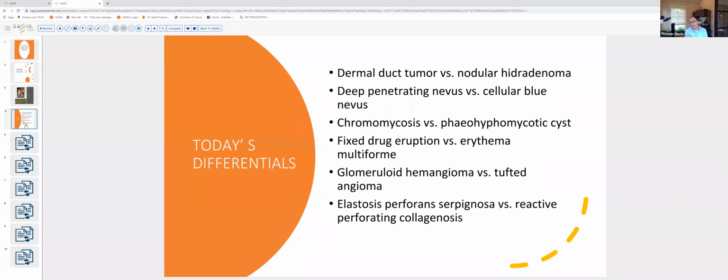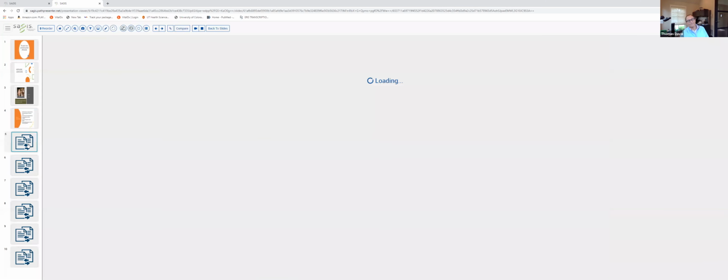And basically, some of these principles we're going to be applying to the following differentials. We'll discuss dermal duct tumor versus nodular hidradenoma, deep penetrating nevus versus cellular blue nevus, Chromoblastomycosis versus Phaeohyphomycotic cysts, fixed drug eruption versus Erythema multiforme, Glomeruloid hemangioma versus tufted angioma, and elastosis perforans serpiginosa, EPS, versus reactive perforating collagenosis.